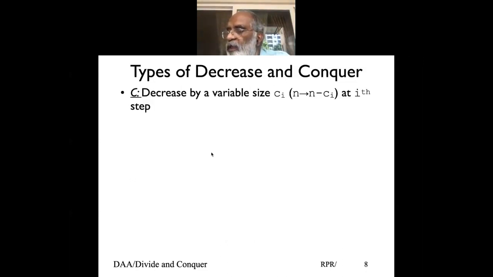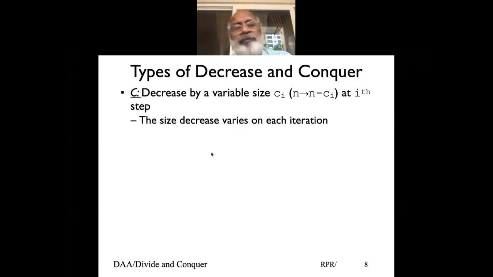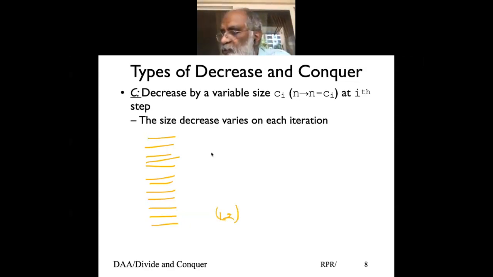Other is we decrease by a variable size. Sometimes we decrease by 1, sometimes we decrease by 2. I think for one section, I played a NIM-like game. Assume I have given you a number of cards on a stack, let's say 1, 2, 3, 4, 5, 6, 7, 8, 9, 10, 11, 12. I give you 12 cards, and I'm talking about a game called the NIM game.